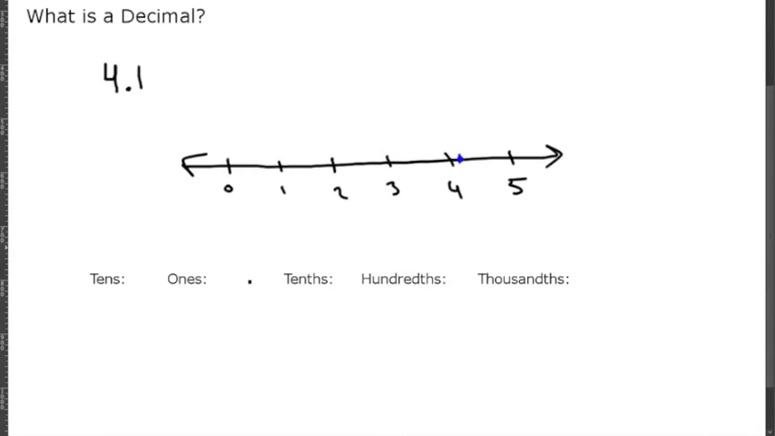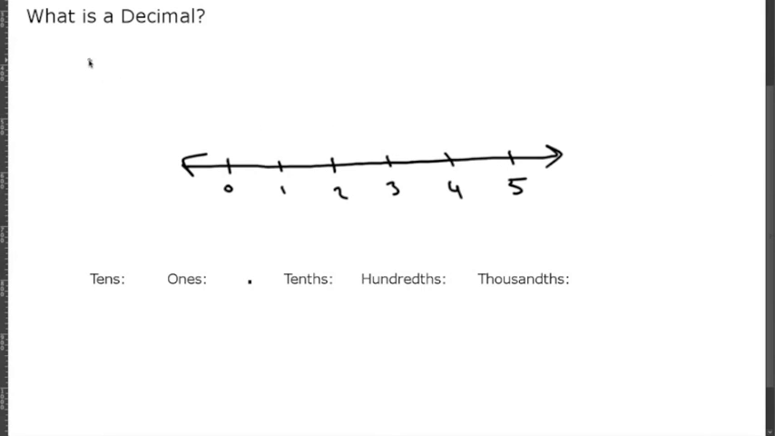So in the tens place, we do not have anything. There is nothing in front of that 4, so it's just 0. Ones, that is our 4. Then there's the decimal point, which we can see right there. After the decimal point comes your tenths. And this was 4 and 1/10, so the tenths place is just 1. There's nothing in the hundredths place and nothing in the thousandths place, so those are both 0.